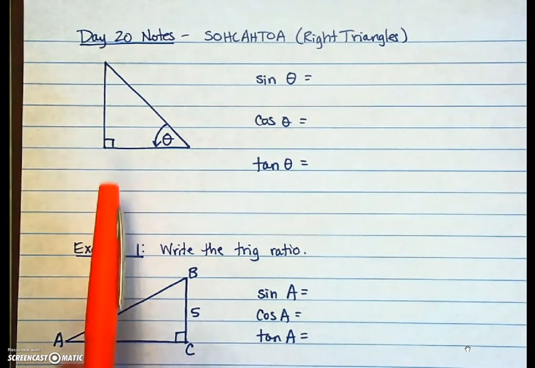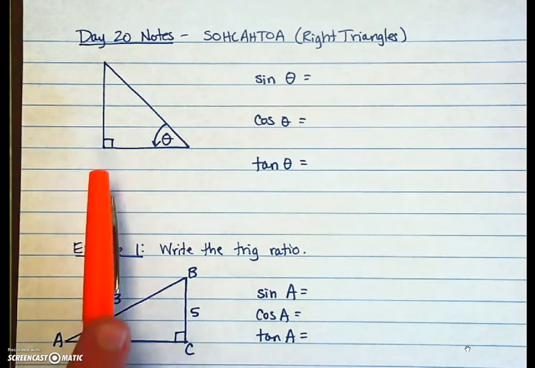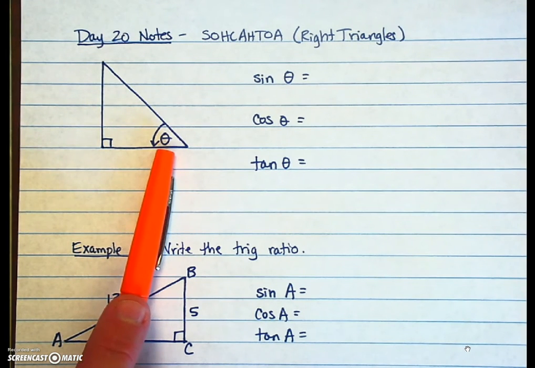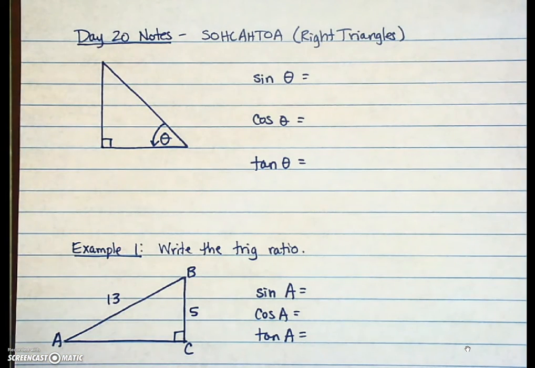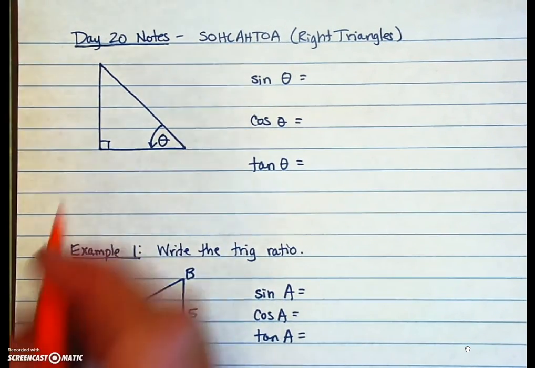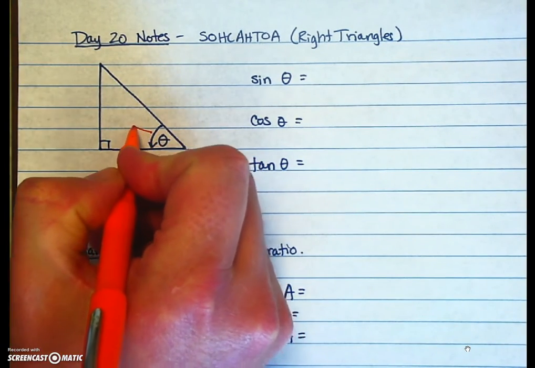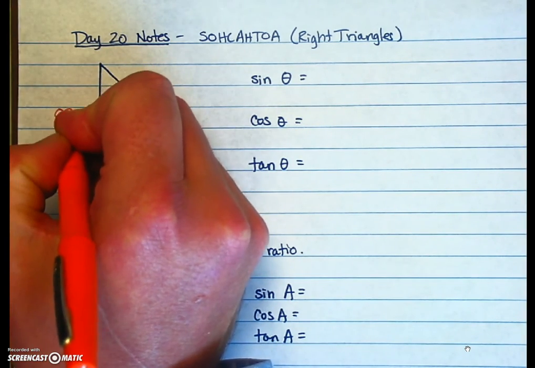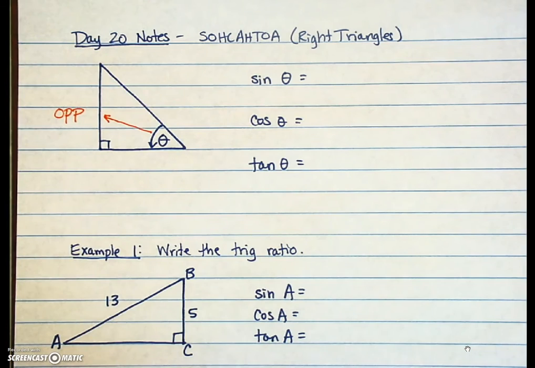All right, so let's just say we have a right triangle here. I know it's a right triangle because there's the 90-degree angle. And let's say that we have an angle theta down here in this bottom corner. Now based on where that angle is, we have three sides to this triangle. We have a side that is opposite of the angle. So we call that the opposite side.